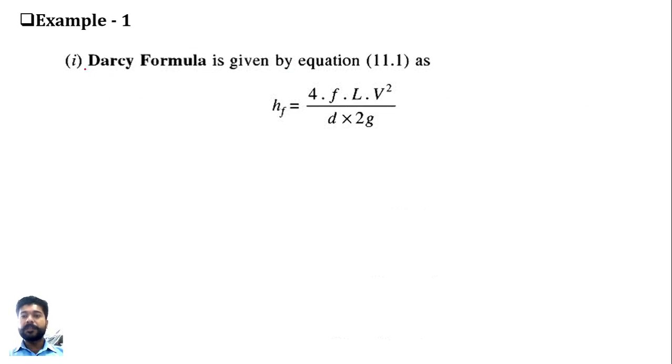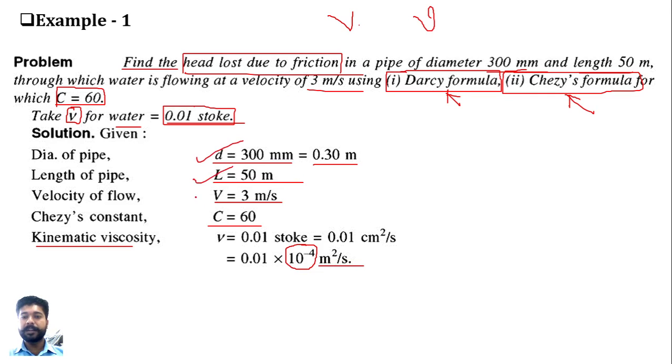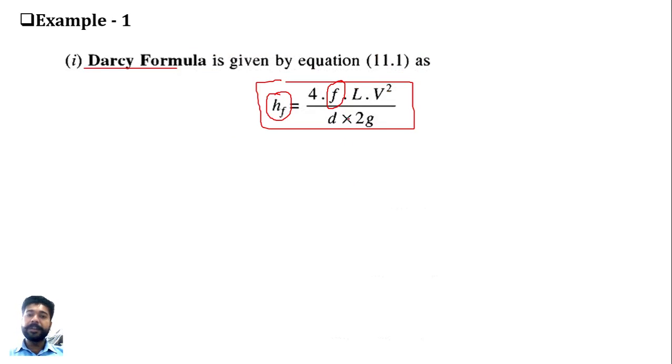Let's put our first formula, the Darcy-Weisbach equation: hf equals 4flv squared upon 2gd. f is the friction factor or coefficient of friction, L is the length of the pipe, V is the velocity, D is the diameter, and g is the gravitational acceleration. We need to find this head loss. First of all, we need to find f, because f is not given in this example. All the other data are given; only f is unknown.